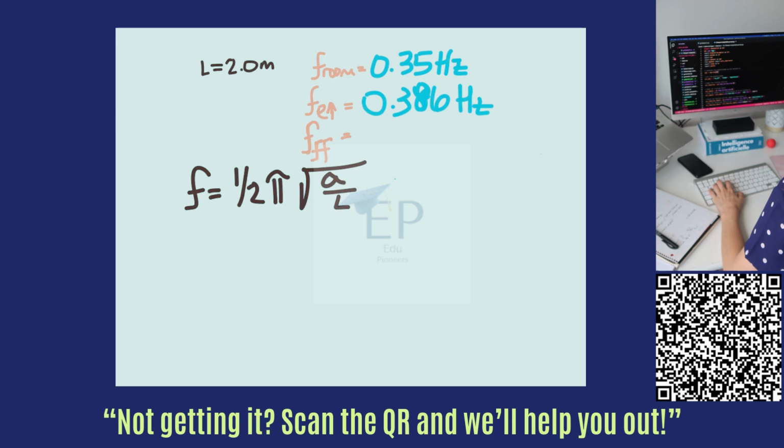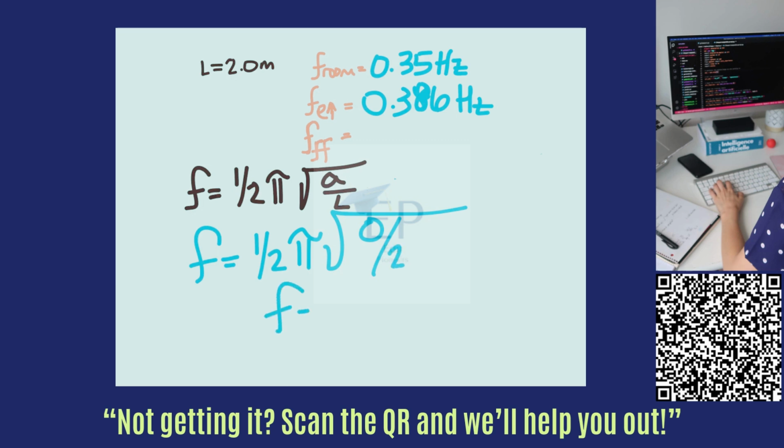And lastly, we're finding what the frequency is going to be when the pendulum is in an elevator undergoing free fall. So for this one, we actually are going to have our frequency equals 1/2 pi, but since the object is in free fall, our acceleration is going to be 0 divided by 2. So our frequency actually ends up being 0 hertz.